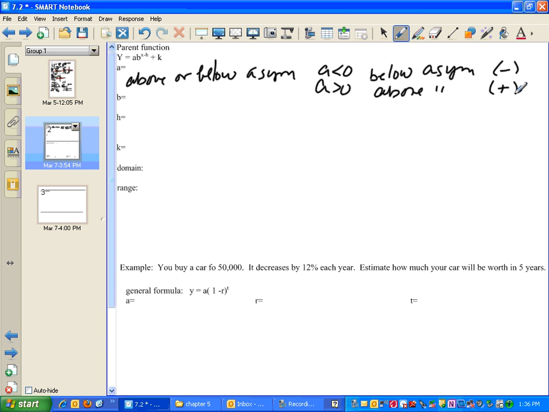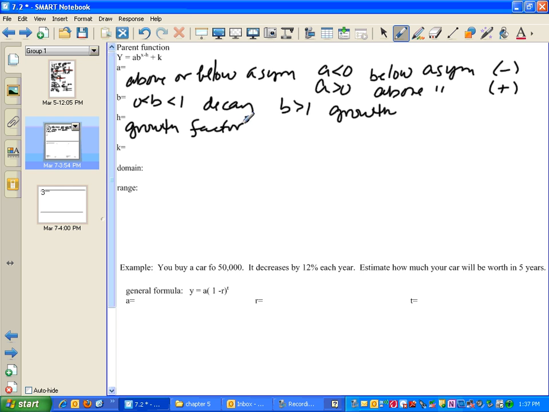B is our base. If B falls between 0 and 1, is it a growth or a decay? If B falls between 0 and 1, it's a decay. But if B is greater than 1, we have a growth, like 3/2 or 7. Are we good? H is just part of our growth factor. It just makes our graph grow up or down faster.